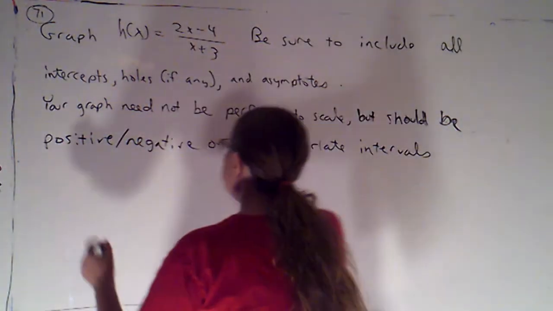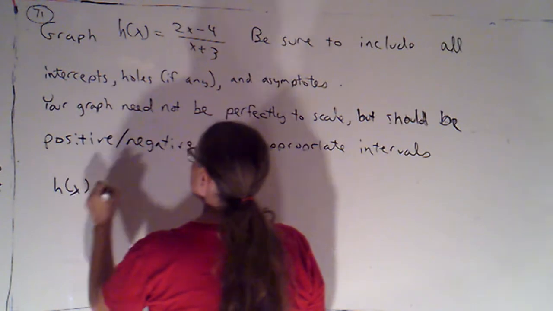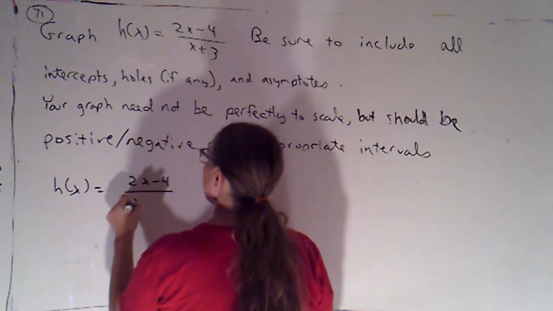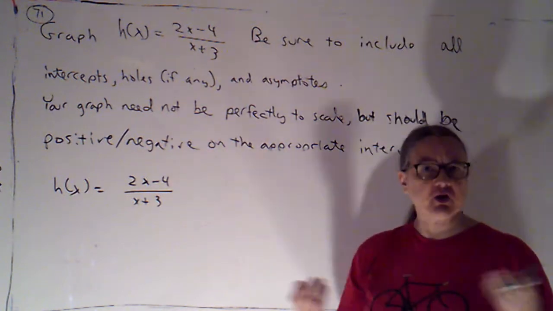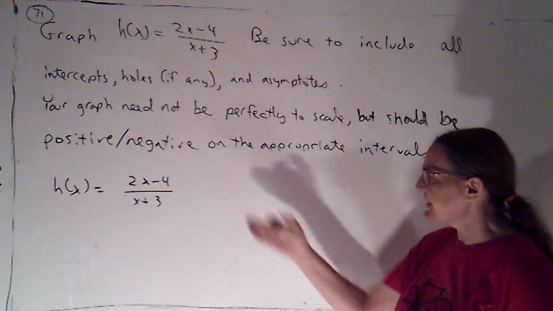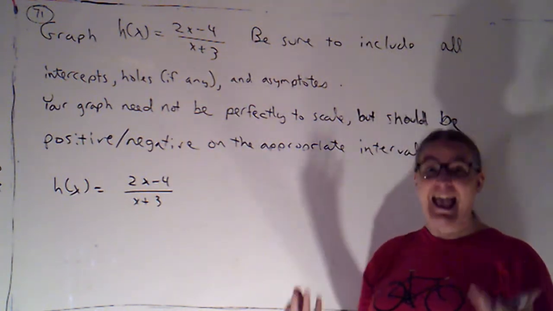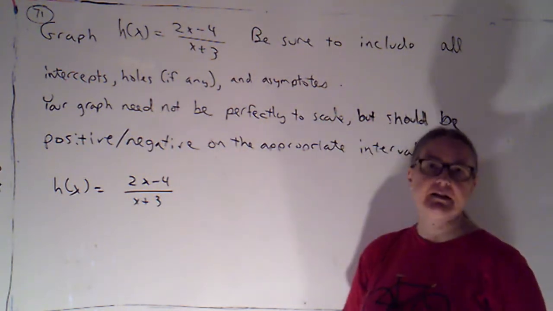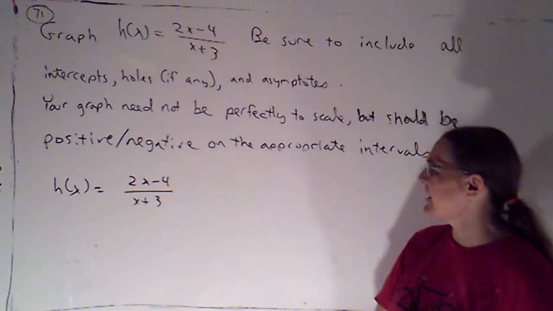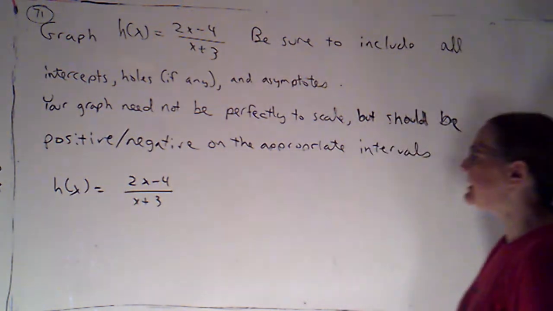All right, so I've got h of x is 2x minus 4 over x plus 3. Now, if I wanted to, I could factor out a 2 on the top, but that's fully factored as far as the x's go. I'm not going to be able to break things up because each of these is just a linear function. Okay, so I think I'm going to just keep that as is.